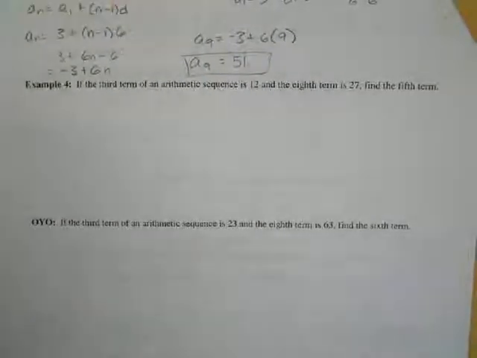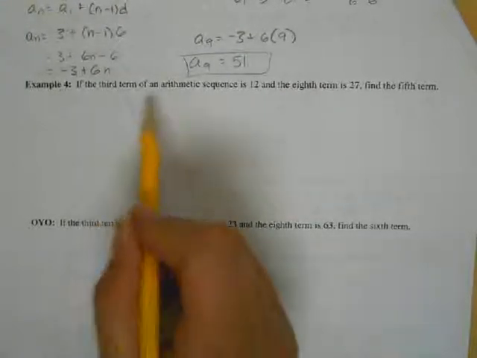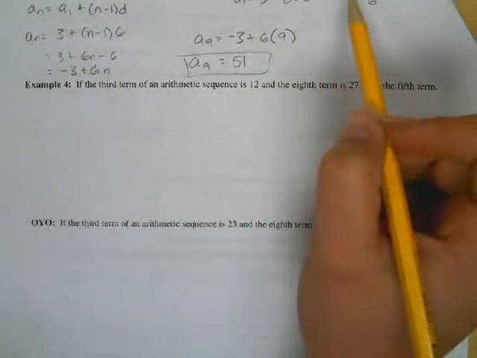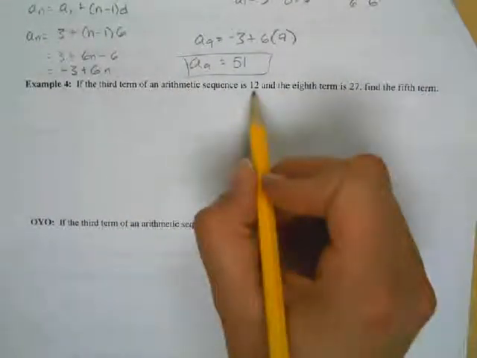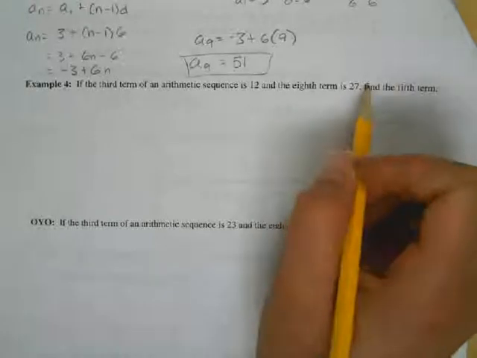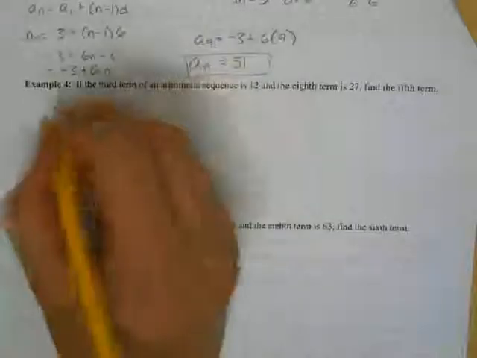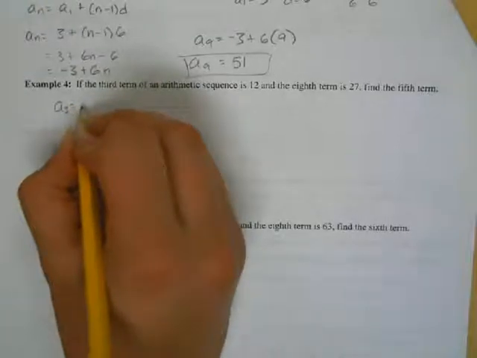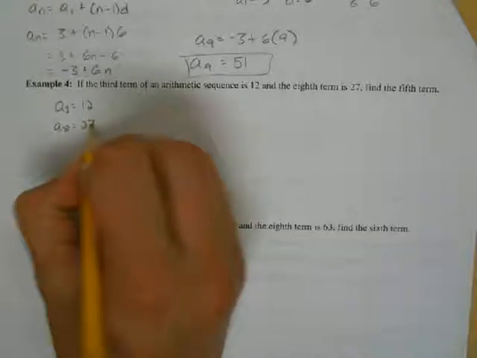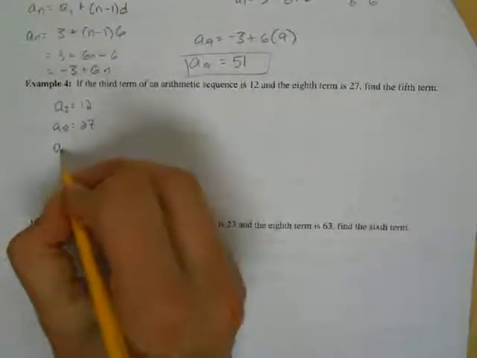All right, so example 4. If the 3rd term, now here this is a little different. In the other one, they gave me the first 3, so they gave me the 1st, 2nd, and 3rd term. Now they haven't. If the 3rd term of the arithmetic sequence is 12, and the 8th term is 27, find the 5th term. A little bit harder. So they gave me the 3rd term. They also gave me the 8th term. They want to know the 5th term.